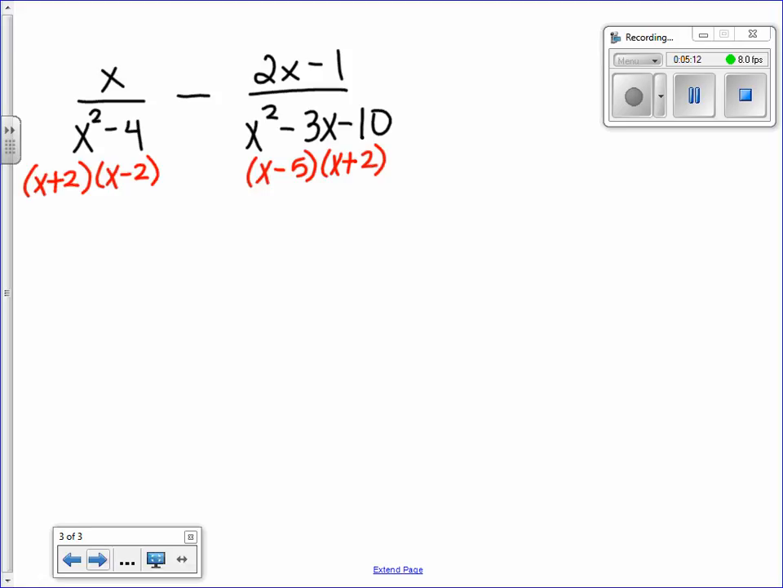Okay, so what do they have in common and what do they still need? They have an x plus 2 in common. They both have that, so that's good. What is this one still short of? X minus 5. Alright, so this side's going to be multiplied by x minus 5. And what is this side going to be multiplied by? X minus 2.